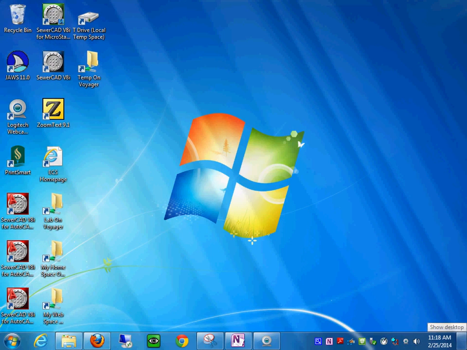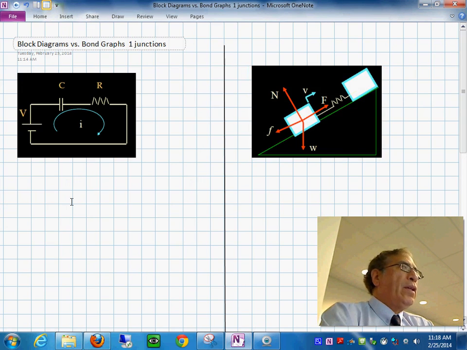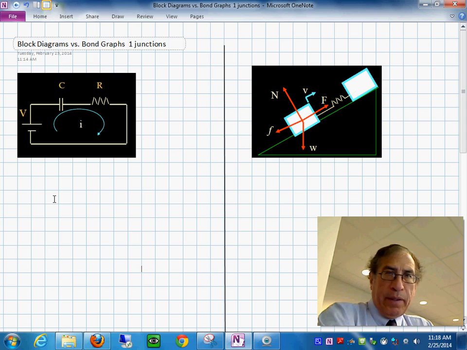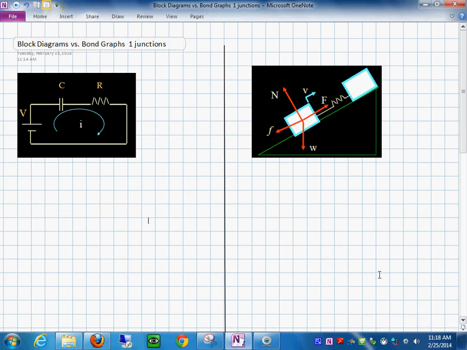Today we're going to see the one junction with a couple of examples, one an electrical system and one a mechanical system. So the first thing that we're going to do is to recognize what's common to both of those junctions, and go on then for developing the block diagrams and the bond graph. So let's just go over here.